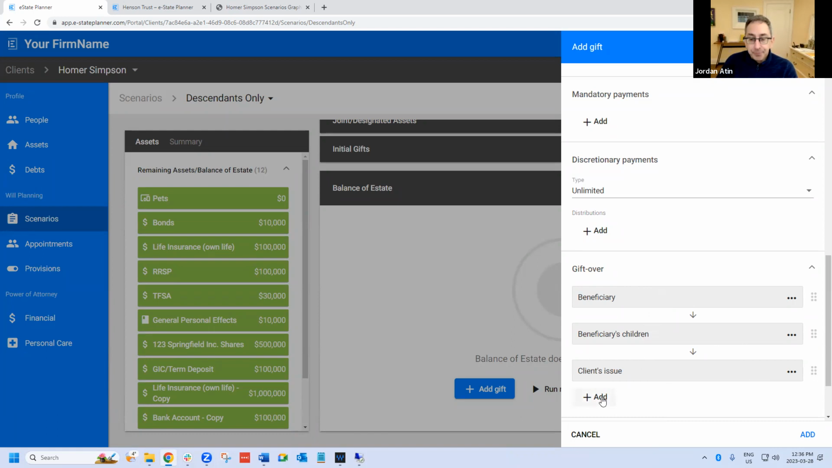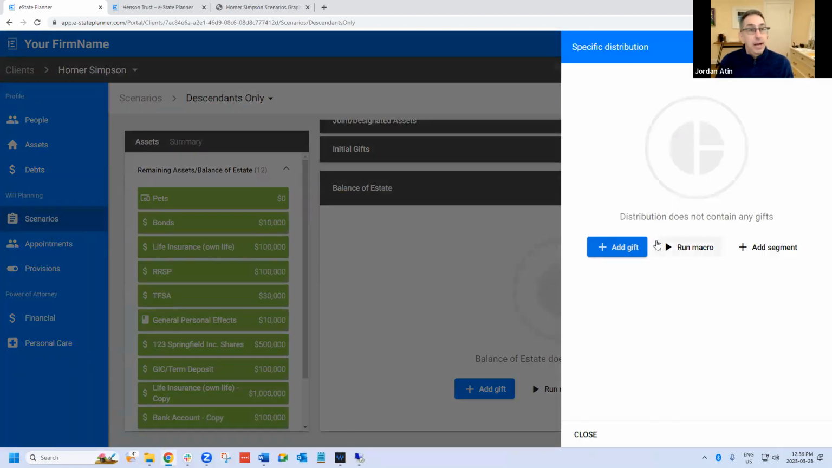Okay. I'm going to show you the specific distribution, a gift over now. This you use if you're talking about anyone other than the beneficiary's children as a class, or the client's issue. You could go to specific distribution. This is usually a person, a charity, a bunch of people divided in different percentages. You can do very fancy. You can basically do a residue gift for the gift over. And so you would do it the same way you would do a residue gift.